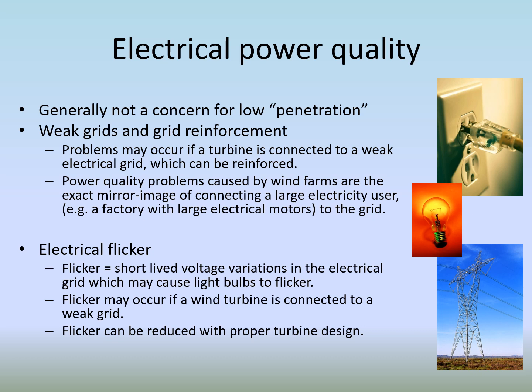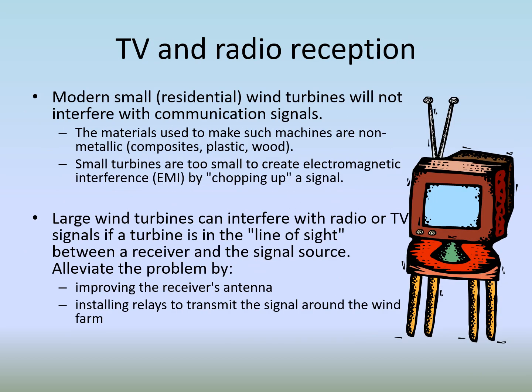Electrical flicker. Flicker refers to short-lived voltage variations in the electrical grid which may cause light bulbs to flicker. Flicker may occur if a wind turbine is connected to a weak grid. Flicker can be reduced with proper turbine design.